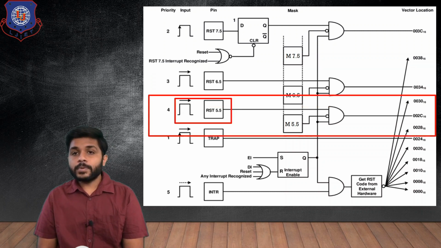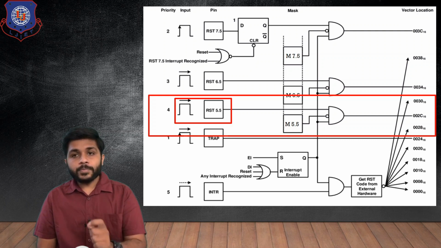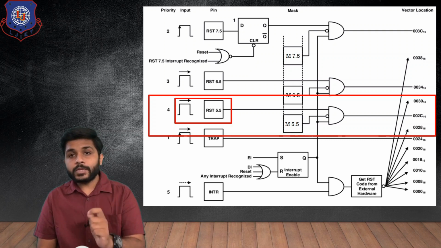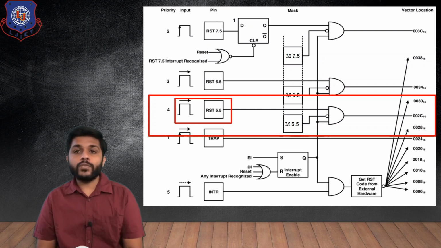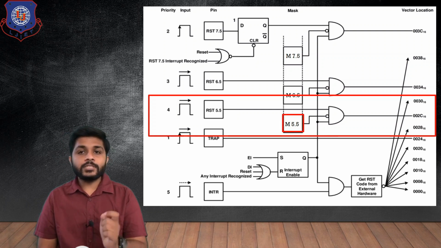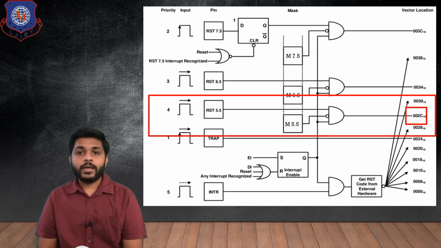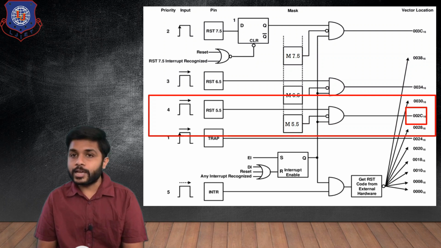The next interrupt is RST 5.5. Again, RST 5.5 is level trigger. Level trigger means in order to detect this interrupt, the signal which is received at this particular pin should be high for a particular amount of time. And if this interrupt is not masked, the processor will provide the vector location. And the vector location for the RST 5.5 is 002CH.